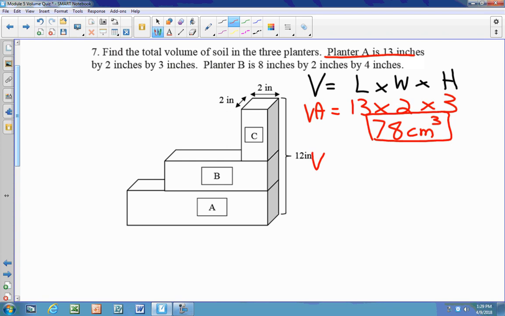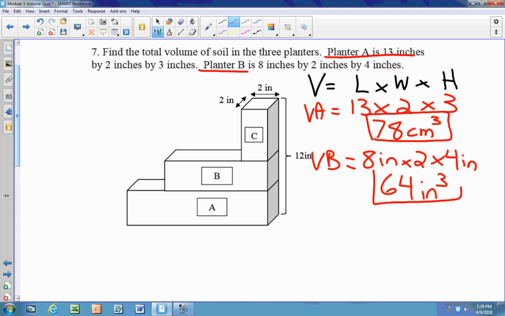Then I'm going to find volume B. Up in the word problem, it also tells me this information. We have 8 inches by 2 inches by 4 inches. And when we multiply that all out, we end up with 64 inches cubed. Now when I'm looking here, I have 2 answers. I have inches cubed and centimeters cubed, so I have to go back. The unit is inches everywhere, so I need to make sure that I'm not always writing centimeters cubed. Sometimes it's inches cubed. And now we're going to go for the volume of C.